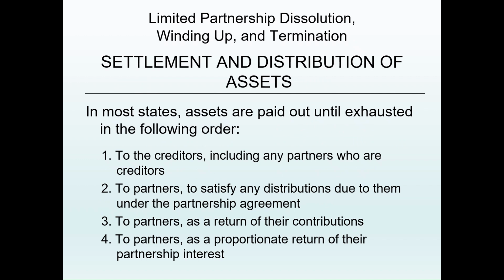So in most states, the statutes provide that assets of a dissolved limited partnership must be paid out until they're exhausted. So there's an order of priority. First to creditors to satisfy liabilities of a limited partnership. Second to partners to satisfy distributions due them under the partnership agreement. Third to partners in return of their contributions. Fourth to partners as a return of their partnership interest, and this would happen in the same proportion in which partners share distributions.